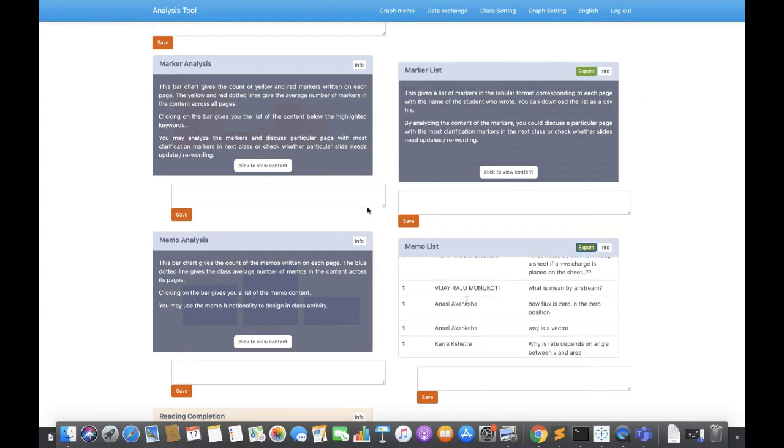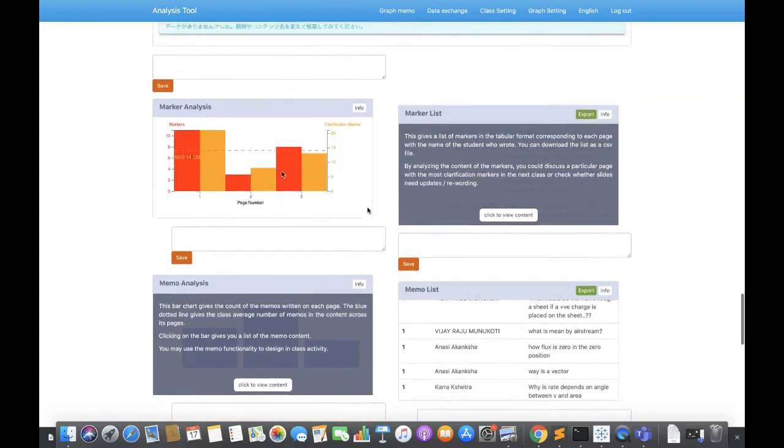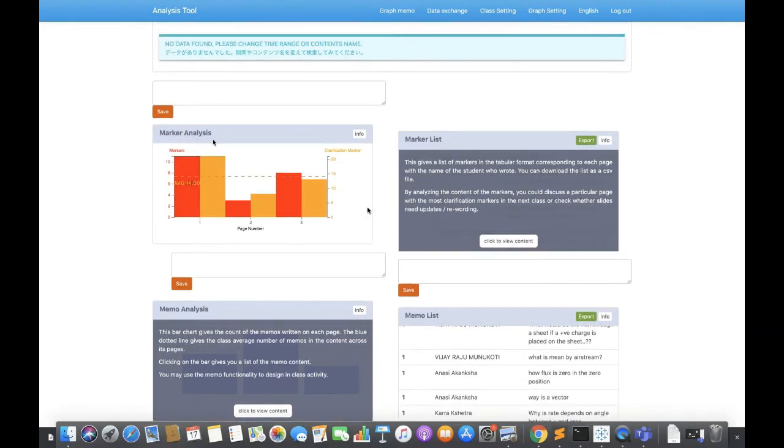So many teachers have used this to create their own small assignments within a specific reading material. And the graphs here, memo analysis, marker analysis, also show which page in the content has what count of markers in each page. So from looking at this, probably the teacher can see that, okay, on page 1 there is a lot of yellow marker, and if the instruction was given to highlight doubts with yellow marker, then the teacher needs to go and check which area the students need more clarification.